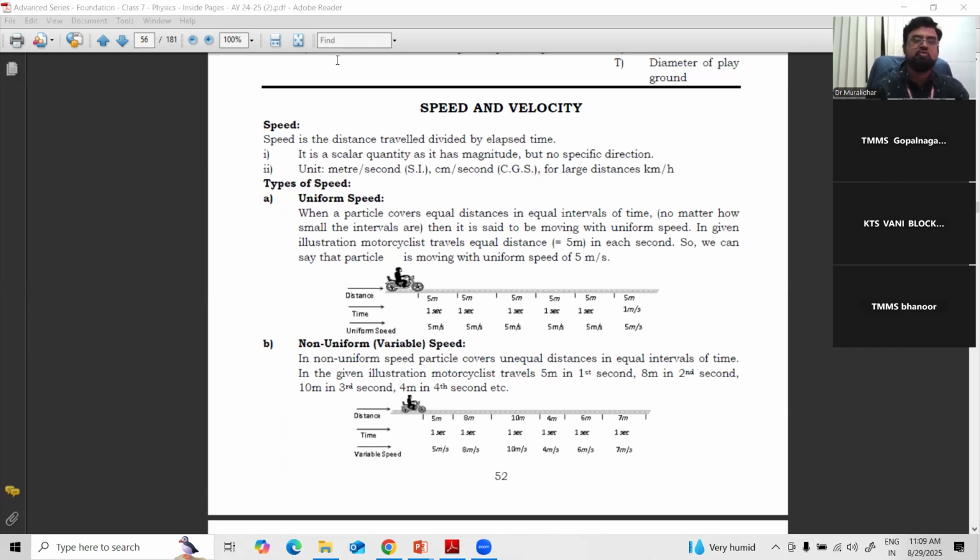Okay, types of speeds. So first we'll see what speed is here. When you see here, the speed is the distance traveled divided by time. That is, speed is equal to distance by time.